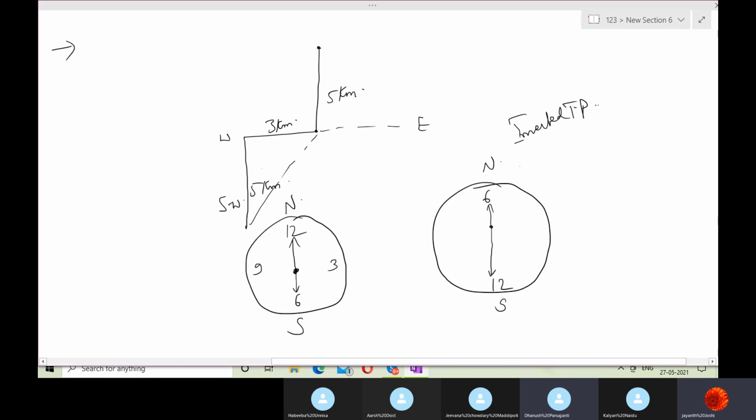At 6 p.m., our hand points to north. Okay, so this is what our hand points to north at 6 p.m. In which direction will the minute hand point at 9:15 p.m.? Now from here, if this is 3, this is 9. So it has to be 9:15, correct? Correct or wrong? Yes, sir. So what direction would it go?